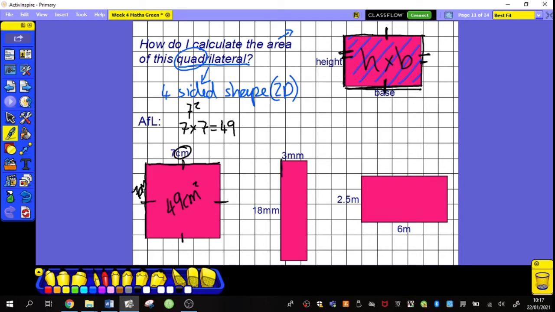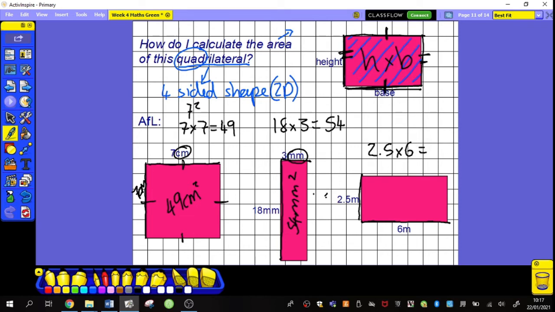Let's have a look at my middle quadrilateral then. My height is 18 millimetres, my base is 3 millimetres, so 18 multiplied by 3, that's going to give me 54. So my area must be 54, and this time I'm working in millimetres squared. Right, last one then. My height here is 2.5 metres, my base is 6 metres. So height times base, 2.5 multiplied by 6.